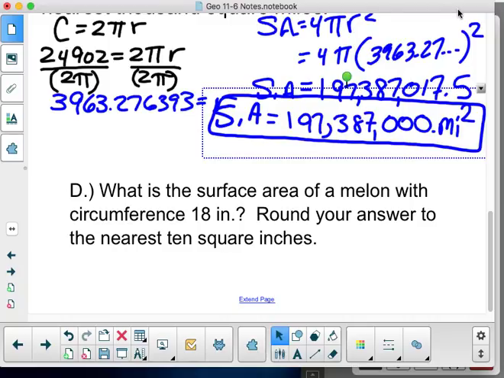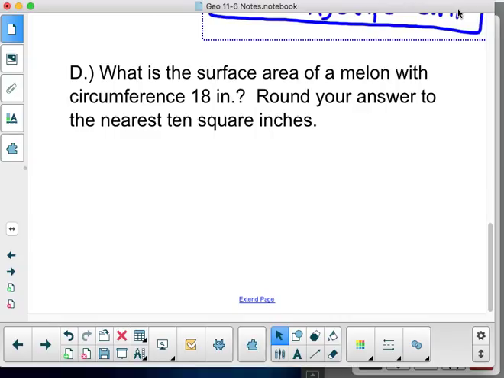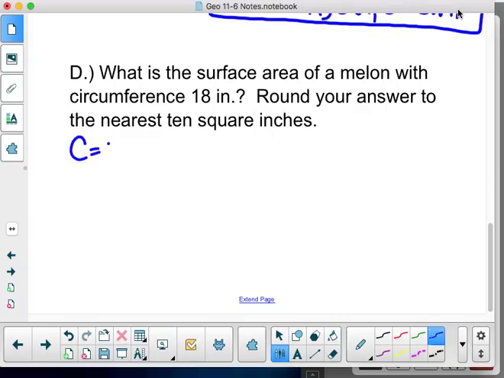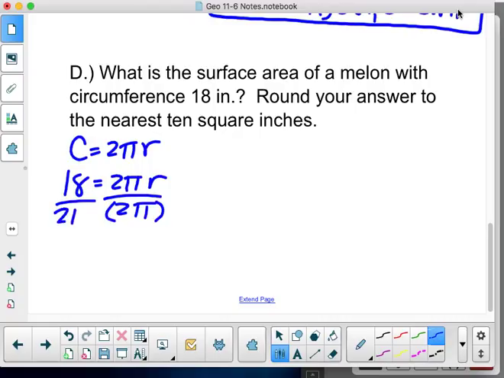Okay, let's get this one done. So again, I have circumference, which is 2 pi r. I've got to use this to solve for r. So I've got 18 is equal to 2 pi r. I divide both sides by 2 pi. Remember, the big thing that I have to be careful of is when I do this, I've got to divide with parentheses on both sides.